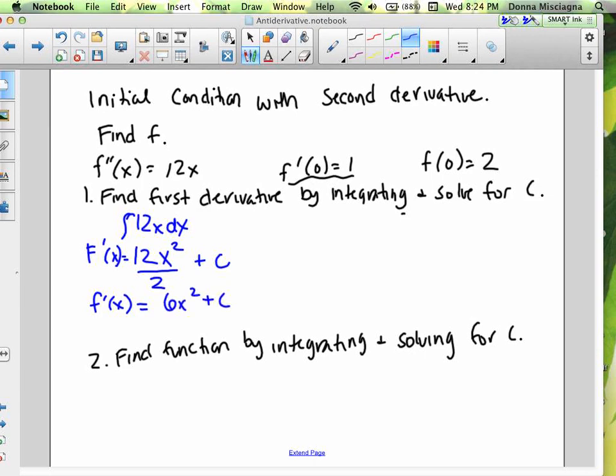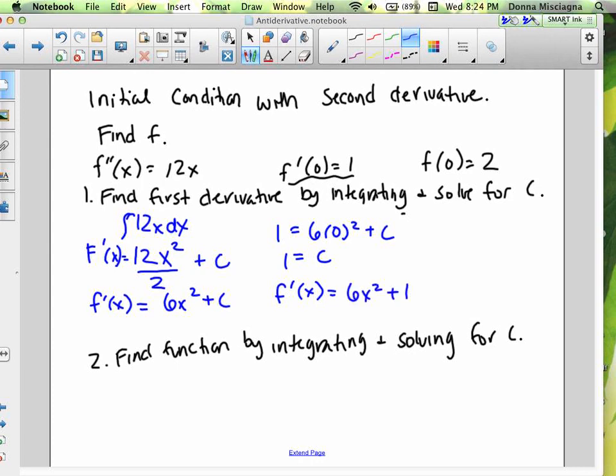To solve for c, we're going to have to plug in our initial condition. So it tells us right there, when x is 0, the first derivative is 1. So we'll substitute 1 for that first derivative, and we'll substitute 0 for x. So 6 times 0 squared plus c, well, that's just going to be 0, right? So 1 is going to be c. So that means that the first derivative, before we took the second derivative and lost the constant, was 6x squared plus 1.